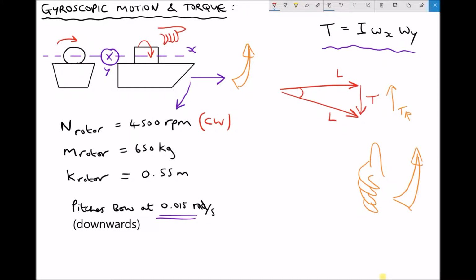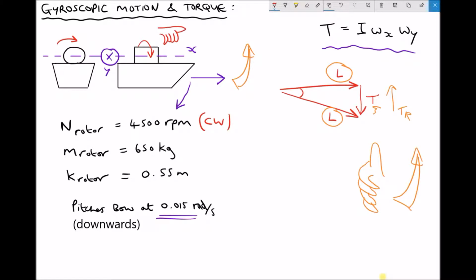So just to recap, the rotor is turning clockwise when the boat is viewed from the back. And this caused an angular momentum vector in the forward direction. However, when the boat pitched downwards, the angular momentum vector changed and we ended up with a new angular momentum vector. We said that the thing causing that change in the angular momentum vector was a torque applied by a rudder or similar. But as we know from Newton's laws, every action has an equal and opposite reaction.